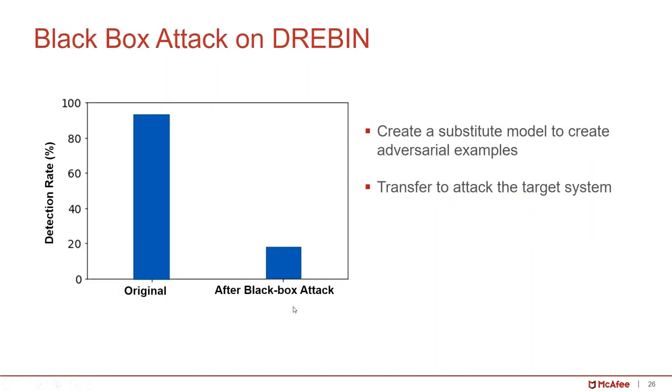We also did a Blackbox attack on this data set. We create a substitute model, which is a 5-layer neural network, to create the adversarial examples. And we can see the detection rate also drops after the Blackbox attack. So it shows the transferability of this type of attack.